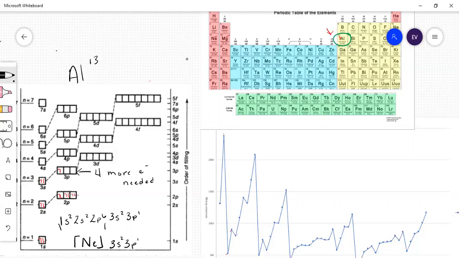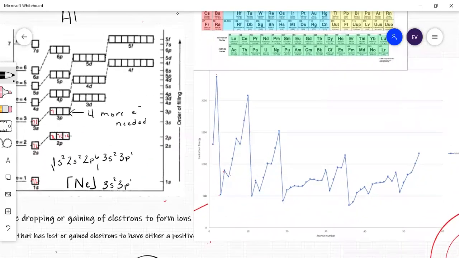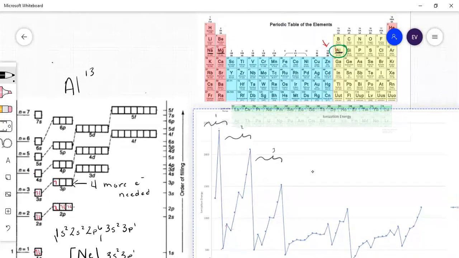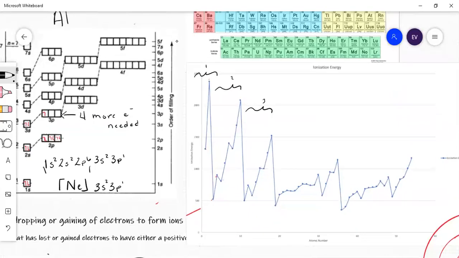Okay, so let's take a look at the ionization energy for aluminum. Okay, we know that aluminum, this is period 1, this is period 2, and period 3 is here. So aluminum is the 3rd element in the 3rd period, right? So it's sodium, magnesium, aluminum. So it's going to be this guy right here.